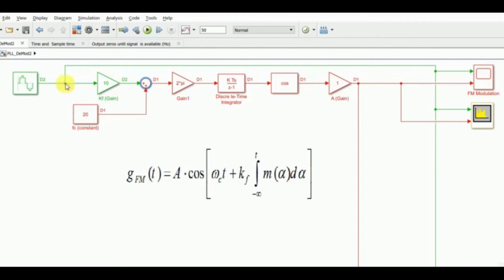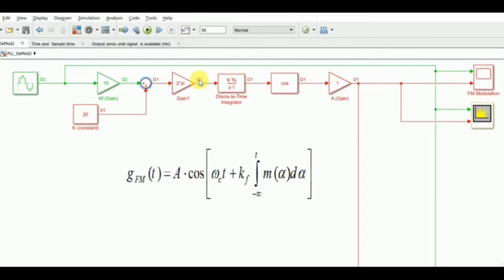So all of these three blocks then multiply with another gain which I have mentioned as 2 pi. So this 2 pi will multiply with fc, so this will become omega c, and similarly kf by 2 pi, there's a division by 2 pi over here, so this would multiply with this 2 pi, and eventually you will get kf, and then the message signal would be just simply represented over here, right?